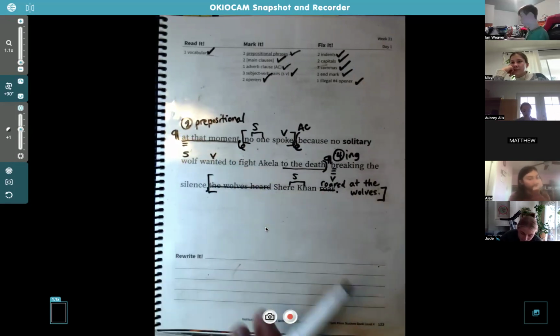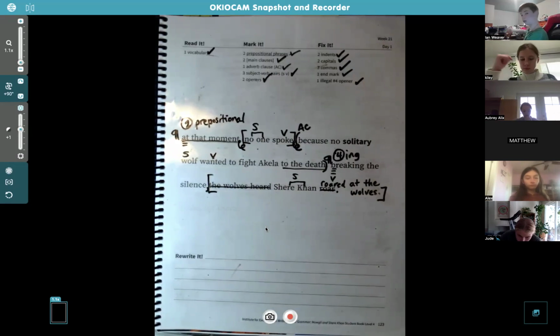You're right, because the rule about the number 2 opener, the prepositional, is if it's 5 or more, then you need a comma. So you're right, because since it's only 3, no comma there. All right, any questions about this page or anything we talked about for grammar so far? Nothing? Okay, you guys did good.